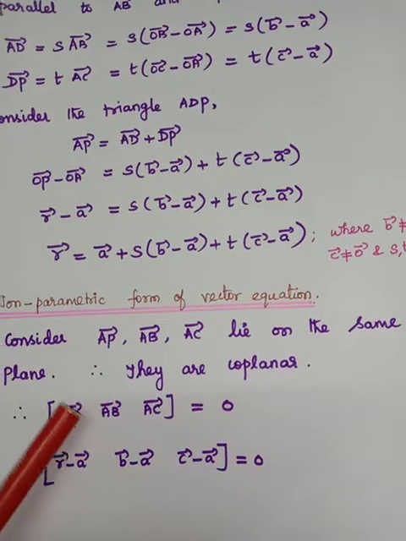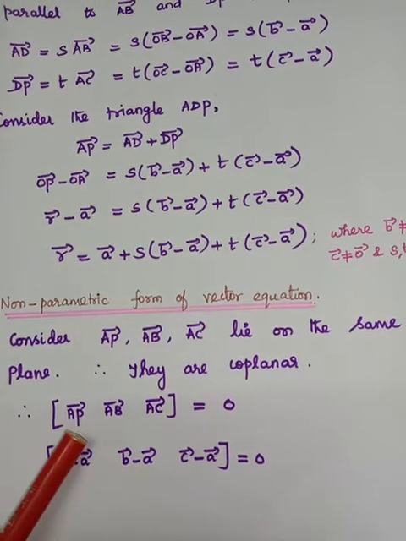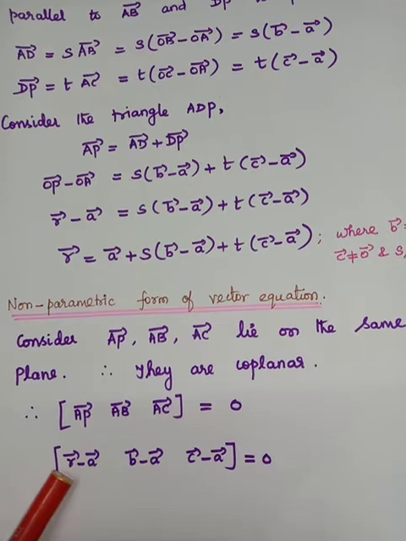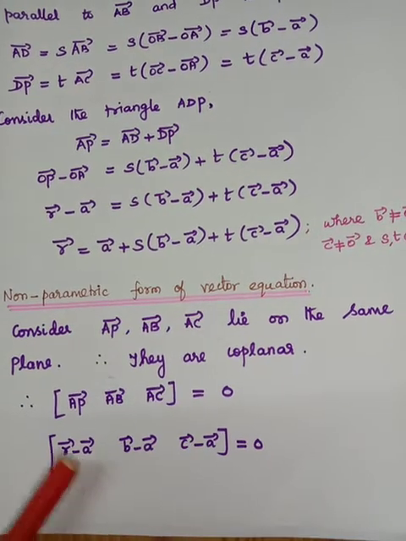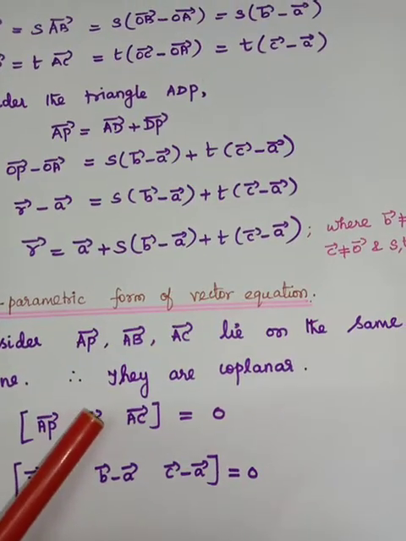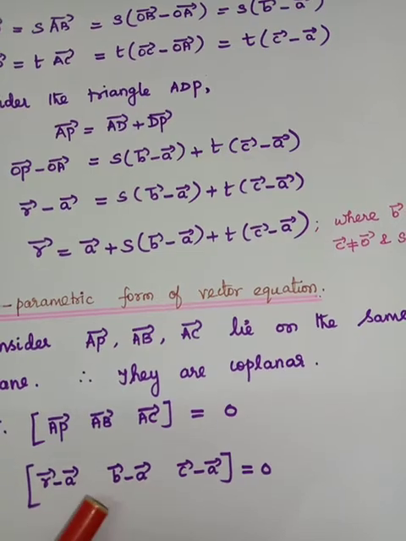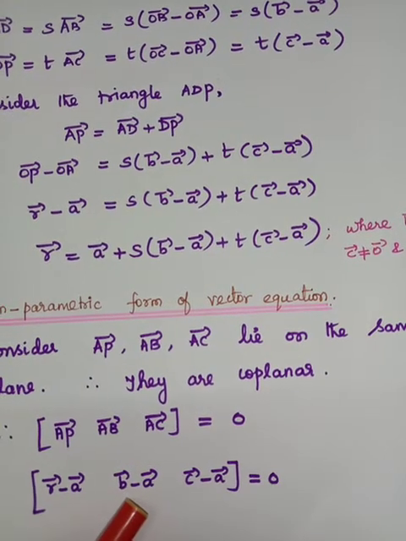So AP vector, how will you write? OP vector minus OA vector. So that can be written as R vector minus A vector. AB vector, how will you write? OB vector minus OA vector. That is B vector minus A vector.